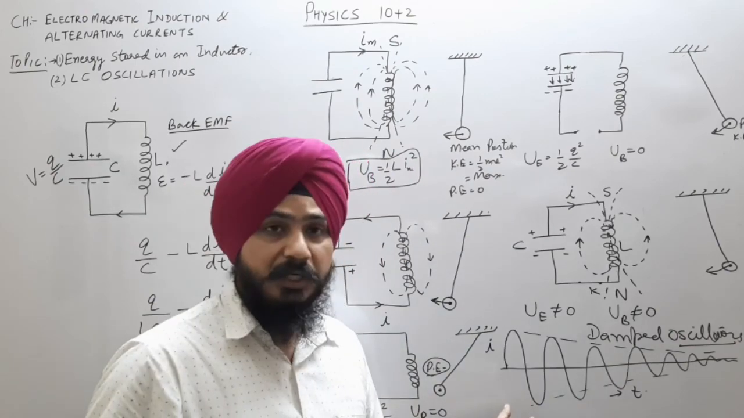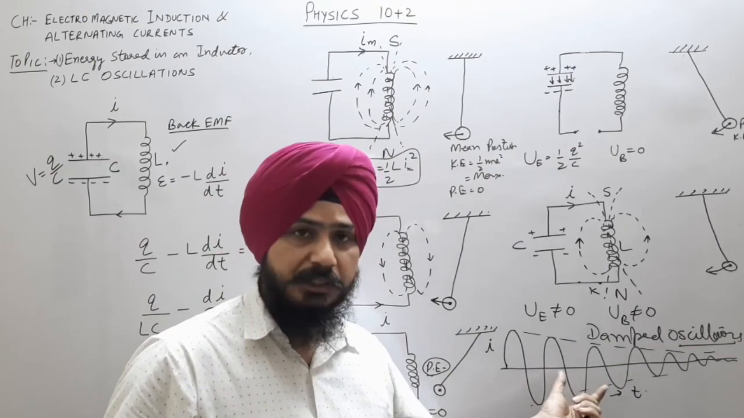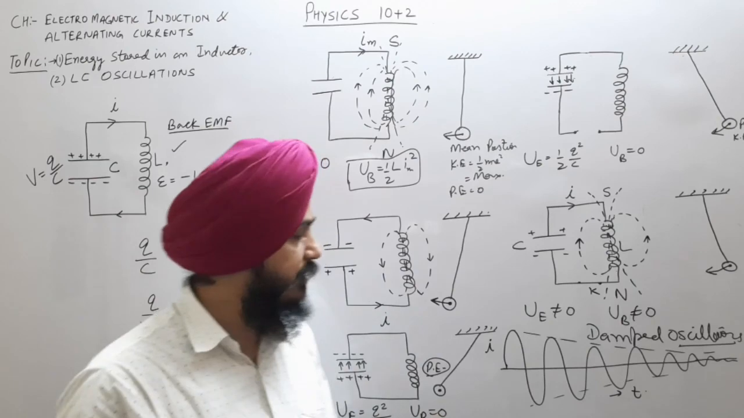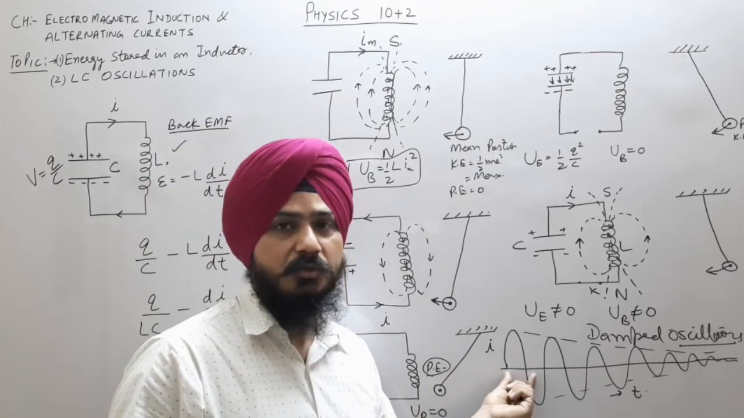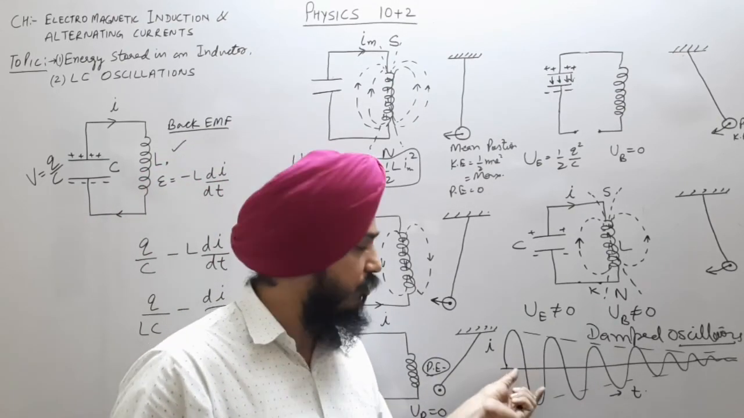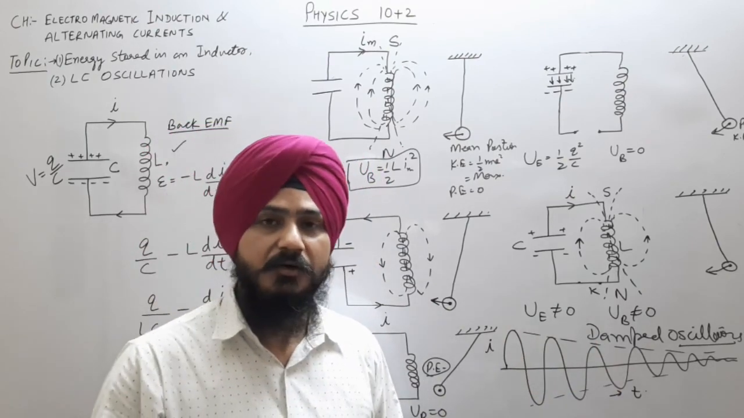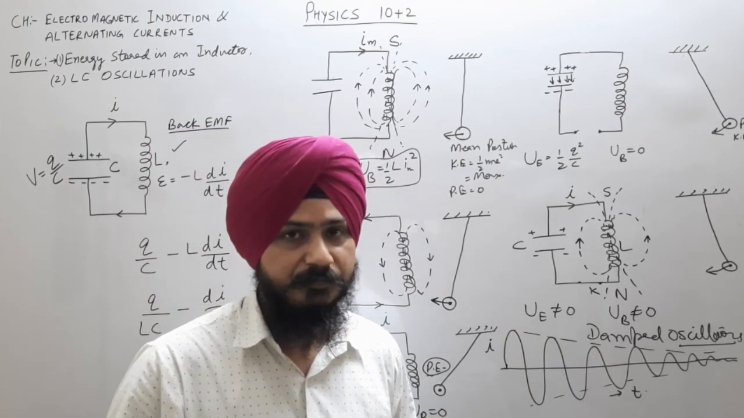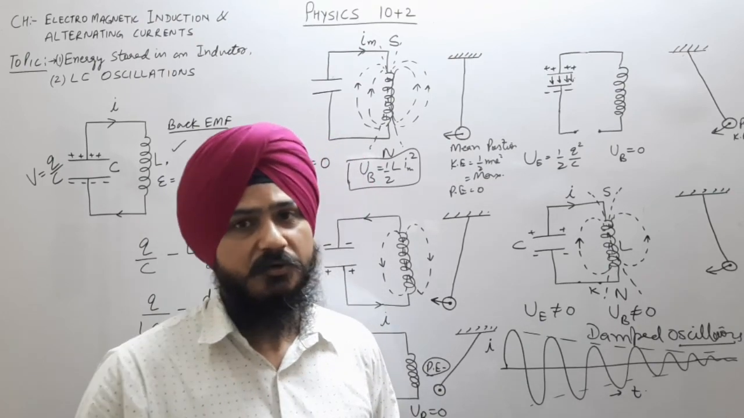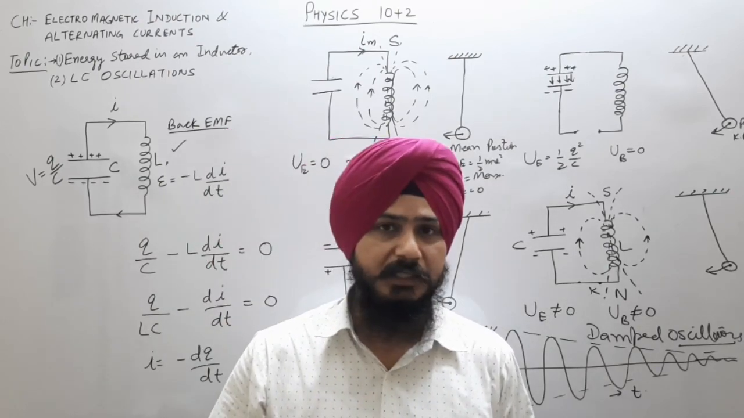And if you want to have continuous amplitude oscillations, we have to feed back at every pulse to get continuous amplitude of oscillations. That type of oscillator is called a feedback oscillator. So this is the importance of the LC circuit when connected in parallel.